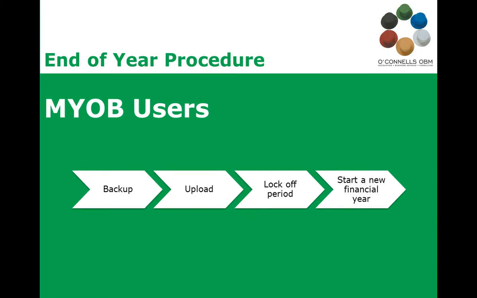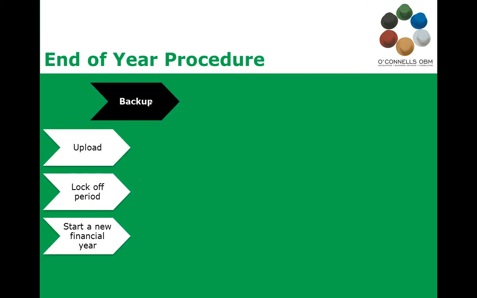You should back up your file, lock off the period, and then start a new financial year. To back up the file, you need to clearly identify that it is a year-end backup to 30 June in the current year. It is important that backups are stored off-site.